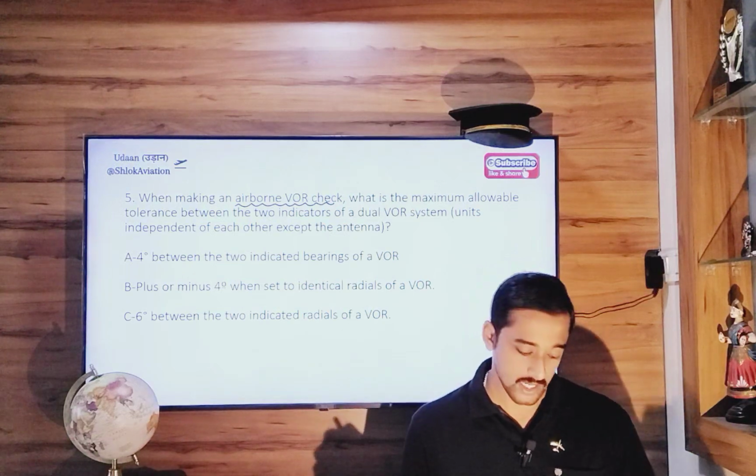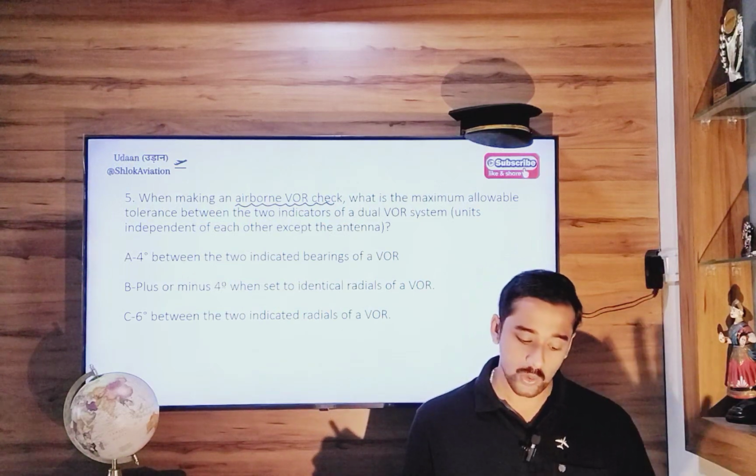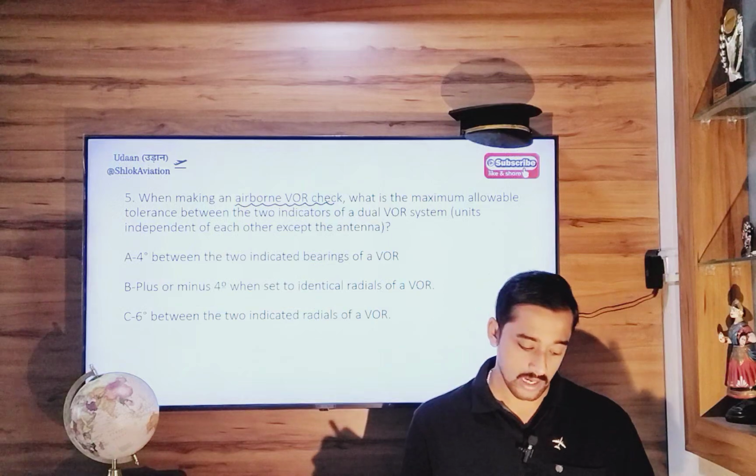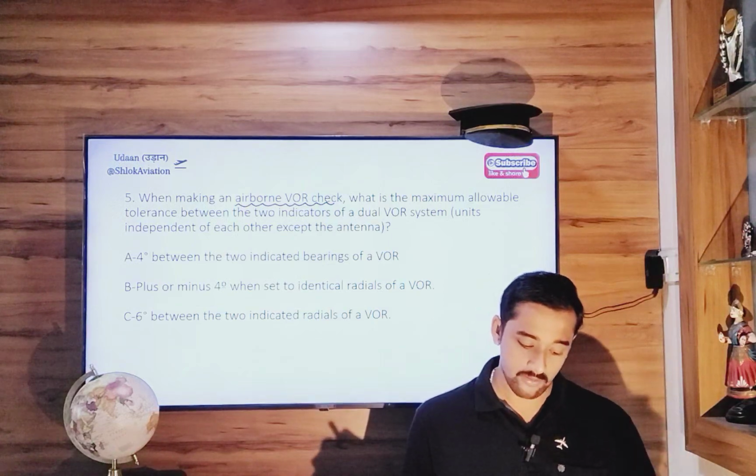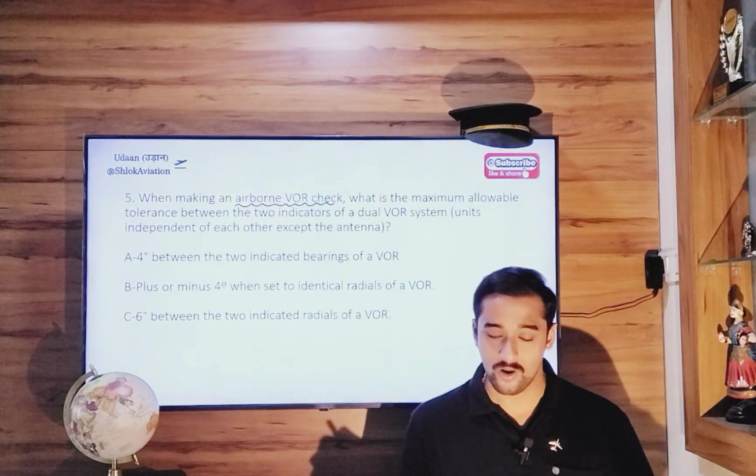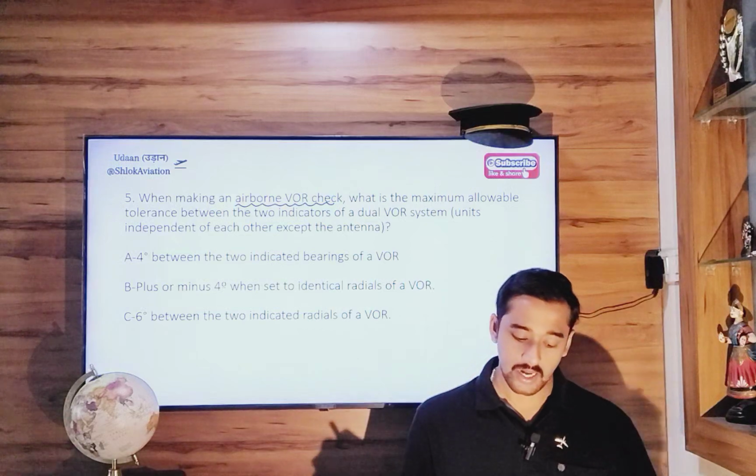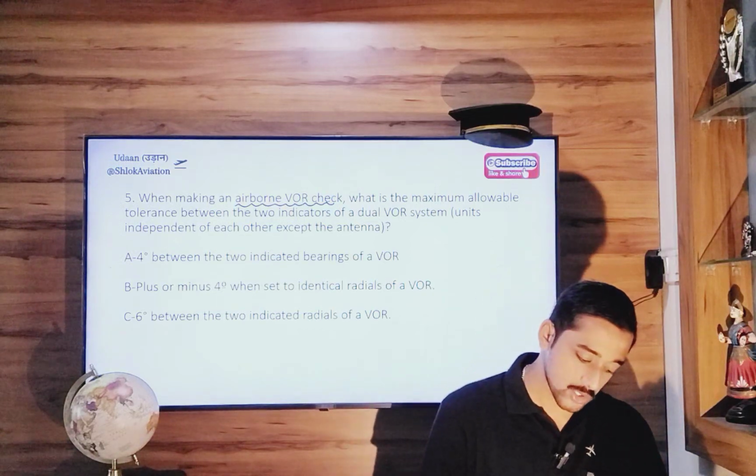Option A: 4 degrees between the two indicator bearings of a VOR. Another option: plus or minus 4 degrees when set to radials of a VOR. Another: 6 degrees between the radials of a VOR. So the correct option is option A.